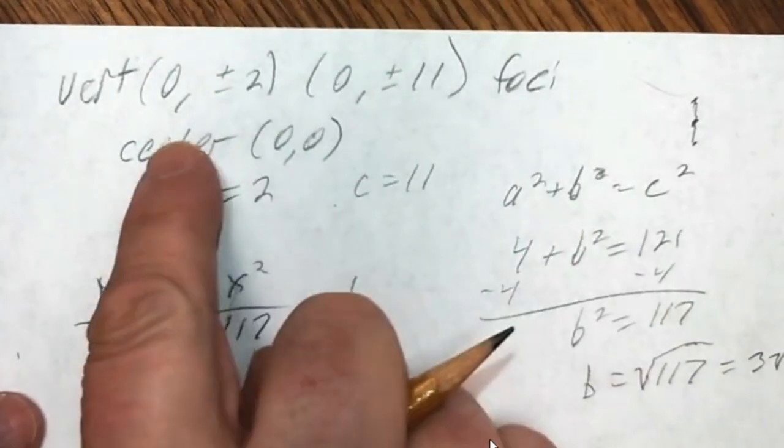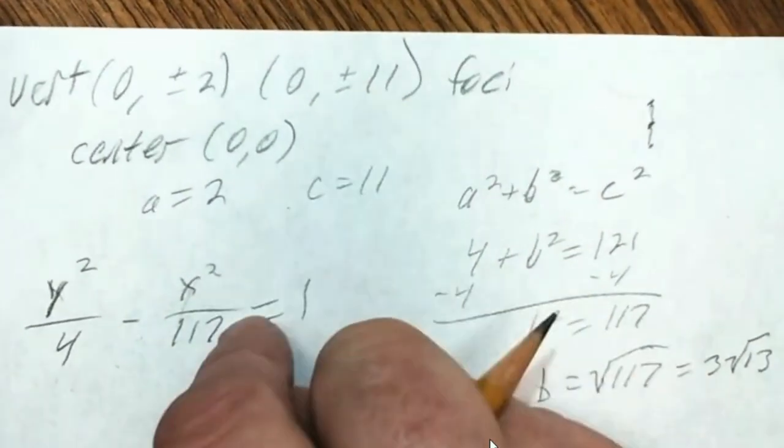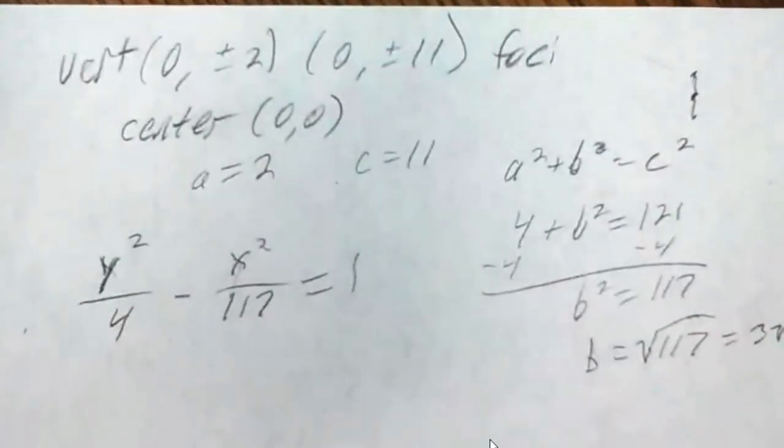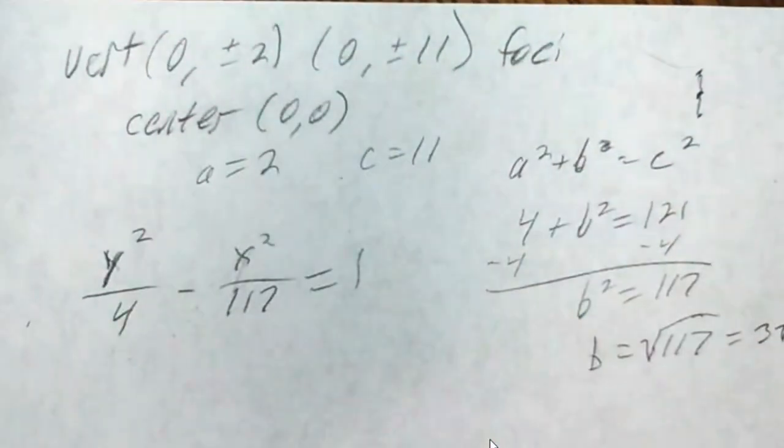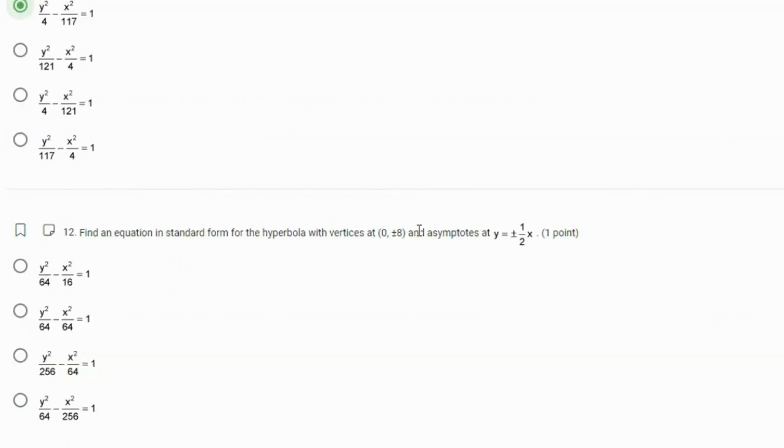Oh, but we had to find the focal points. Pardon me. We found the equation. No, we want to find the equation, right? They gave us the focal point. Okay, let's see. This should work. Make sure we're looking for the right thing here. I got off on that. We have y squared over 4 and 117. So it should be that first one: y squared over 4 minus x squared over 117. Okay, the last one. Oh, good.